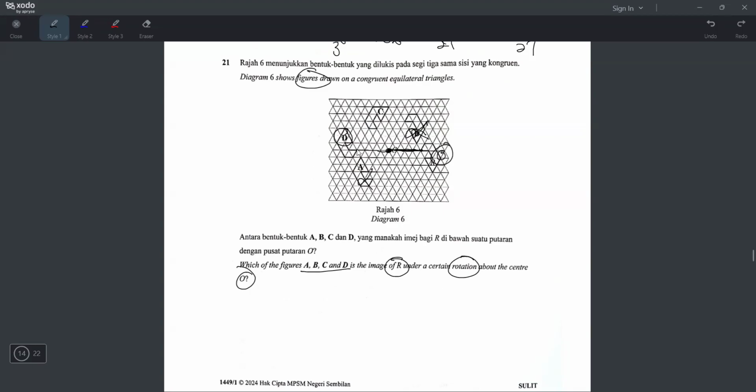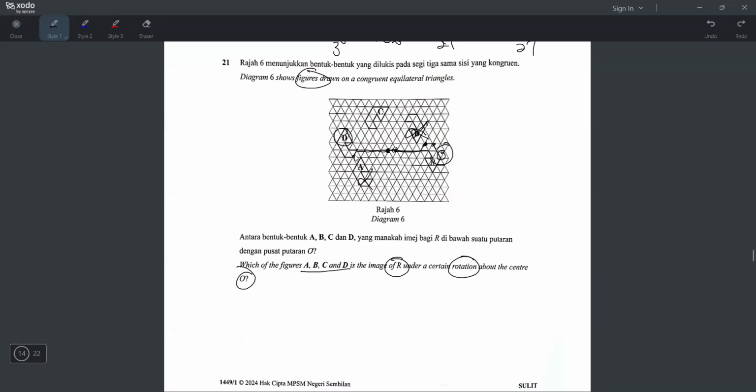And I think the answer is D actually, because if you count the distance here, 1, 2, 3, here also 1, 2, 3, 4. Wait, did I count correctly? Let me count again. So this one has how many units? 1, 2, 3, 4. Yeah, so you see the corresponding point, same distance, right? And if you look at the rest of the points, the distance from O is also the same.